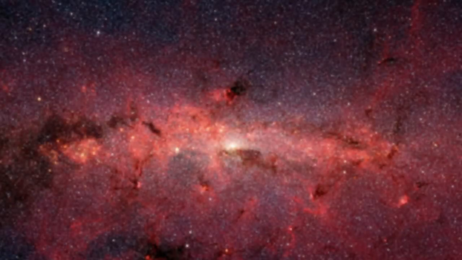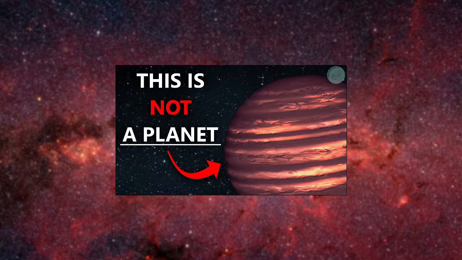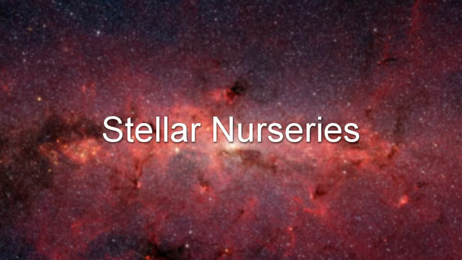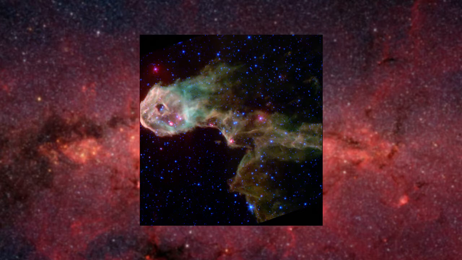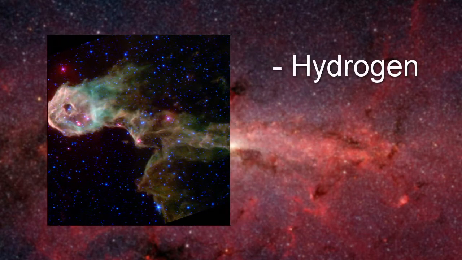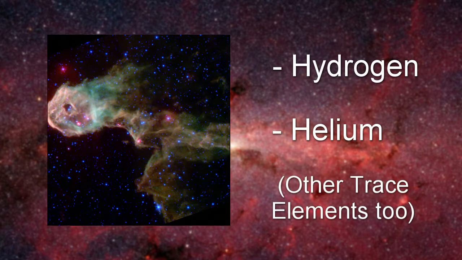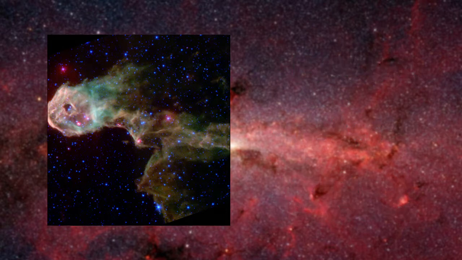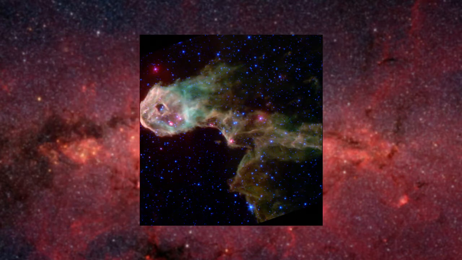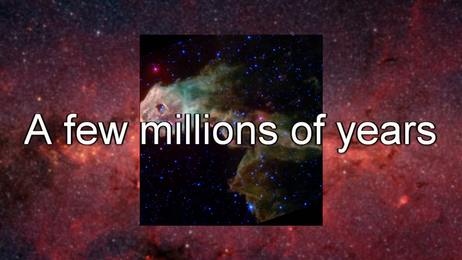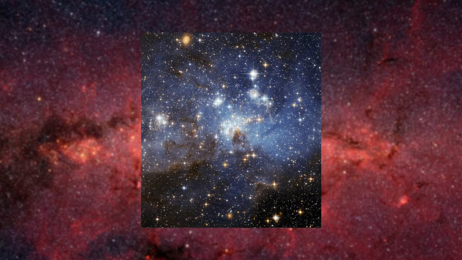In my previous video, where I talked about brown dwarfs, I briefly covered how stars are normally formed within something called stellar nurseries. But for this video, I'm going to be talking more about these regions themselves. So to put it very simply, a stellar nursery is a region of extremely dense gas, primarily composed of hydrogen and helium, along with other trace amounts of other elements. This region is under a ton of gravitational influence and pressure, which after quite a long period of time, probably a few millions of years, stars will eventually begin to form from them.